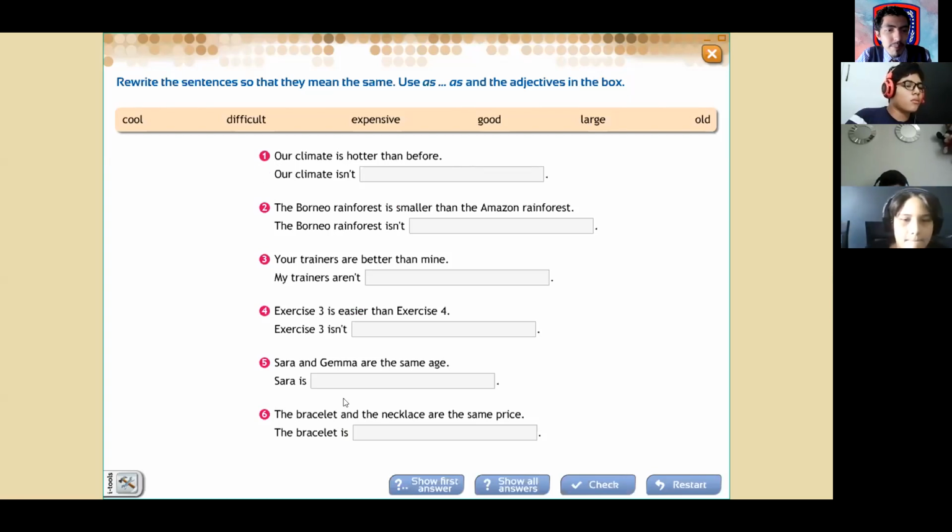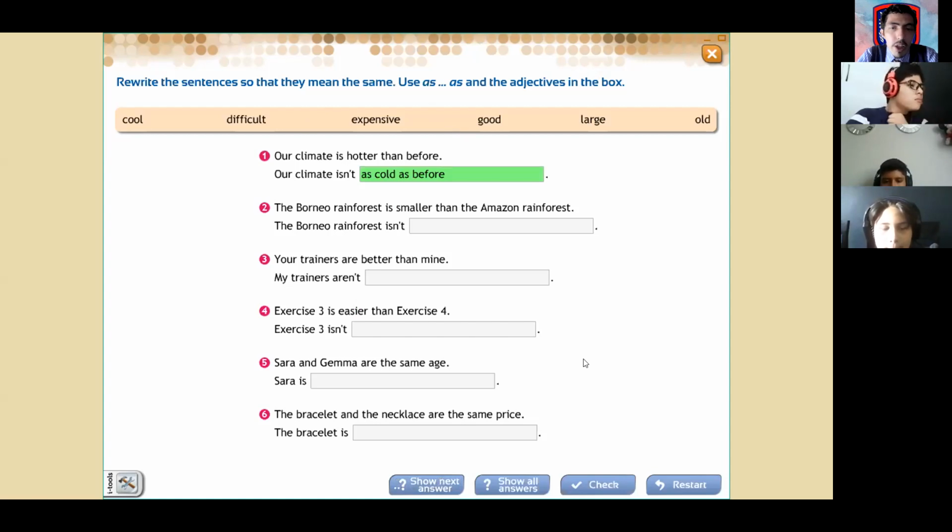So let's start with the first one. In this case, Mr. Maduro, for example, number 1: our climate is hotter than before. So what is your answer for that? But remember, using the adjectives in the box. Okay, no answer. Well, guys, let's go to Mr. Redland. Our climate is hotter than before. So the answer for that could be: as cool as before. Thank you, Mark. Let's check. This could be: our climate isn't as cold as before. No es tan frío como era antes. Okay, that's the idea on number 1.